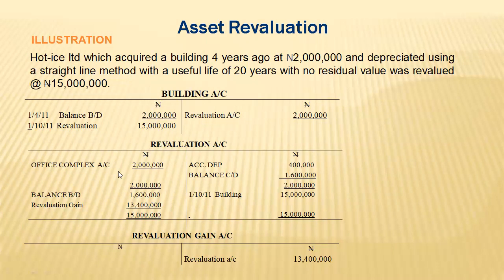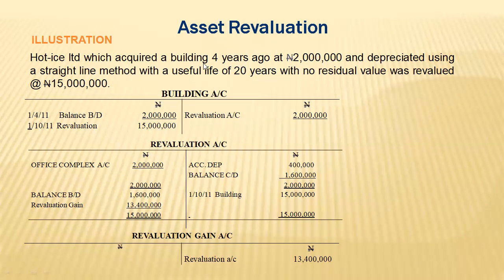Now, the revaluation account is receiving 2 million from what? From the building accounts, from the office complex accounts. Now, what's the next step? To determine the accumulated depreciation. In order to determine the accumulated depreciation, this is 2 million divided by 20. That means that it will be depreciated at the rate of 100,000 naira for each year. For 20 years, that will give us 2 million.